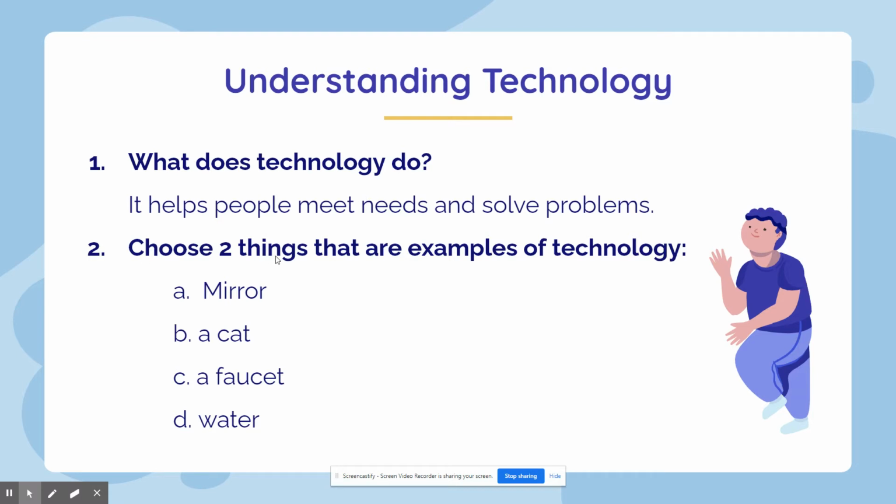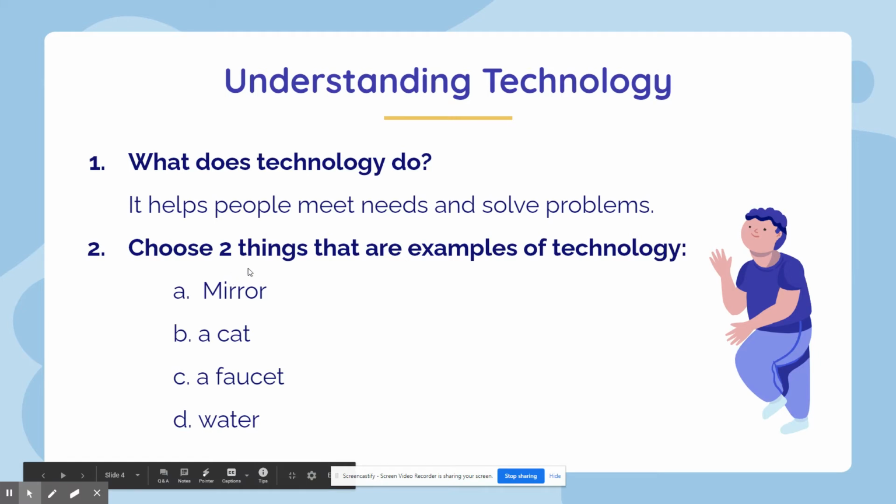Let's see. Number two, choose two things that are examples of technology. So we have a mirror, we have a cat, a faucet, and water. So we're going to talk about this in class. Two things that are an example of technology.